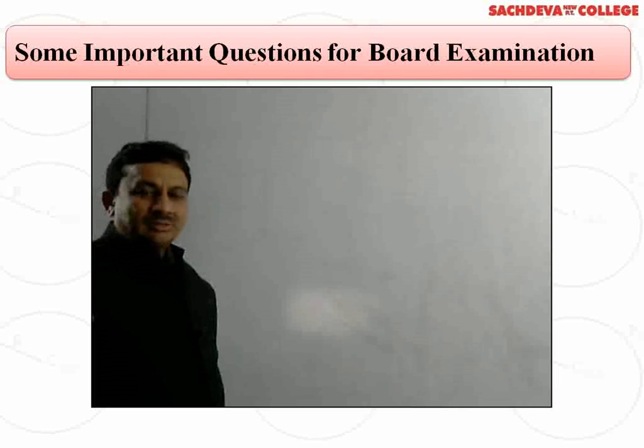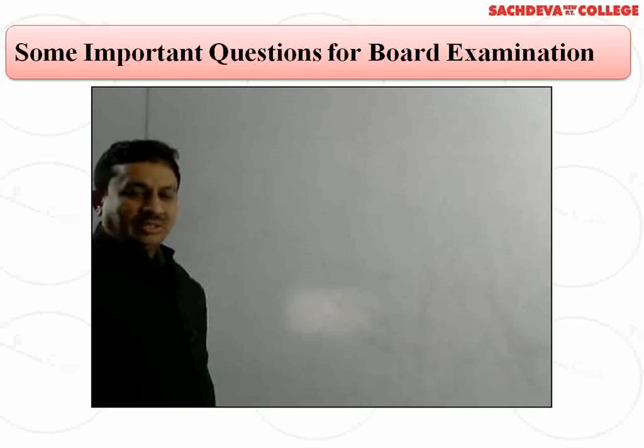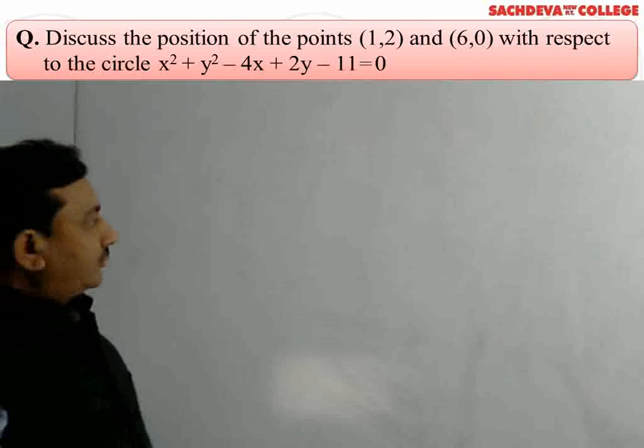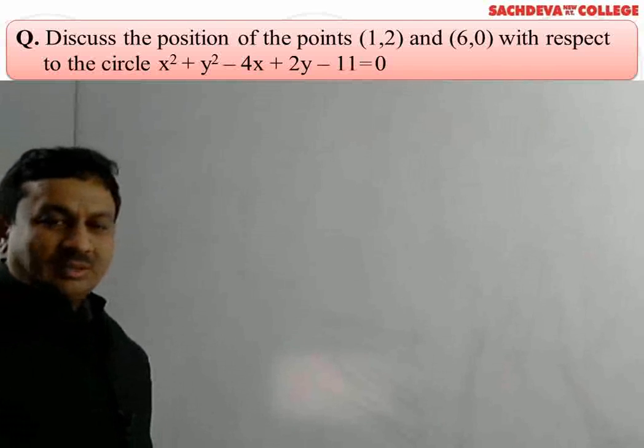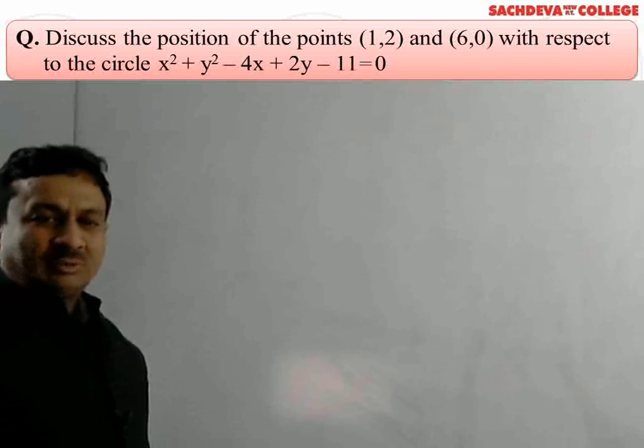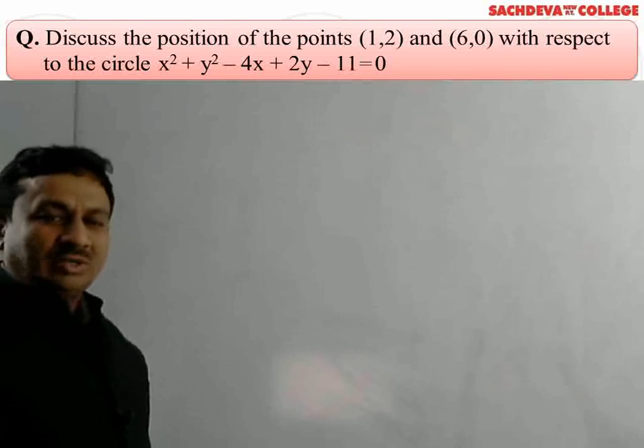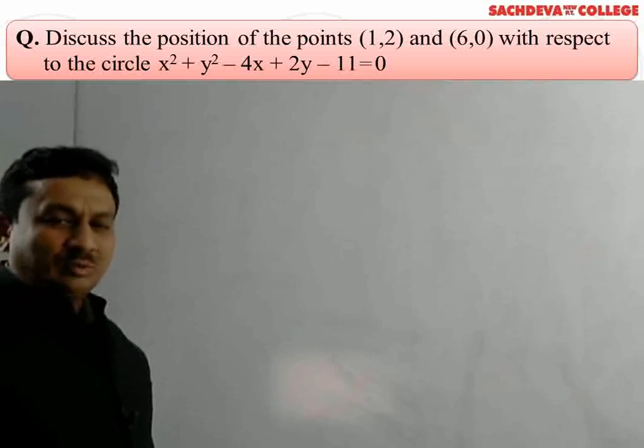Today we will discuss some important questions for board examination. So first we discuss this problem. Discuss the position of the point (1, 2) and (6, 0) with respect to the circle x square plus y square minus 4x plus 2y minus 11 is equal to 0.